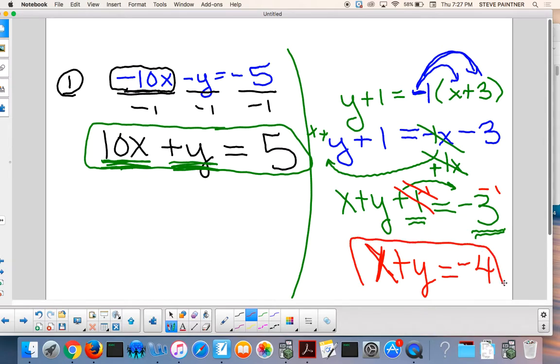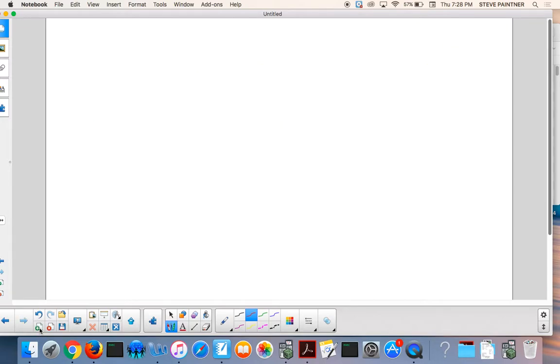You now have it in standard form. 1x, x is positive. x and y are on the same side. No fractions, no decimals. We're good. It's not that bad. You just have to keep asking yourself those questions. Are my 3 rules being followed here?